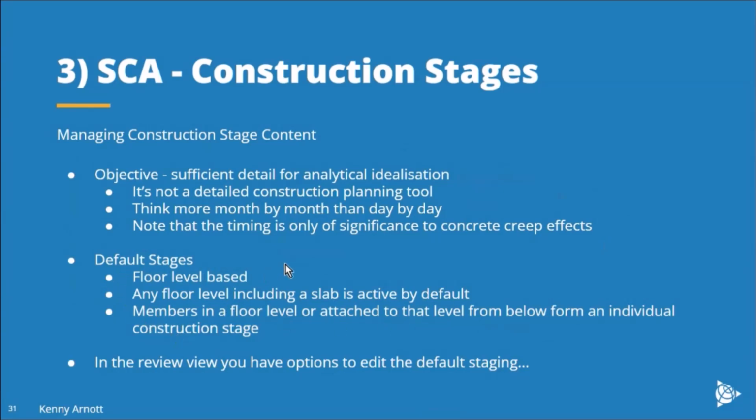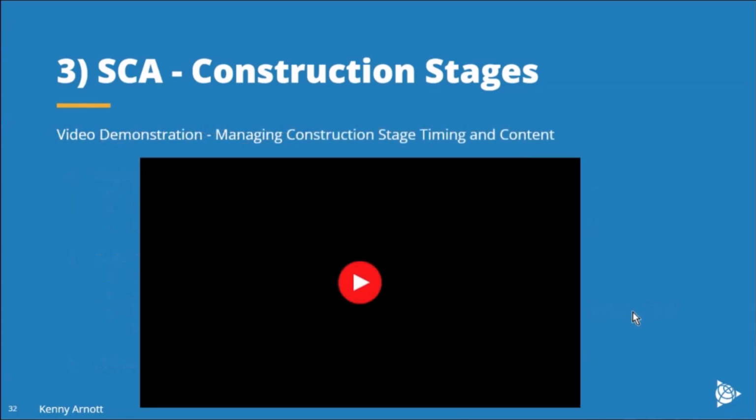Within the software, we create default stages, and that's floor level based. And the basic rule for this is that any floor level that includes a slab is an active stage division by default, and that members in a floor level or attached to that level then form a construction stage. And as I'll show in the review view, you've got options to edit that default staging. So this will all be much easier to see if I proceed with a video demonstration on that topic.